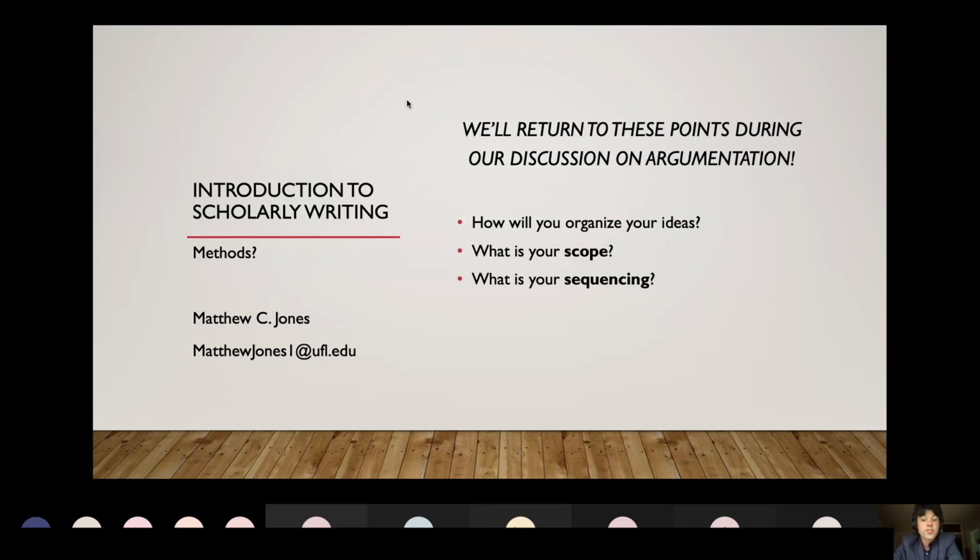And what is your sequencing? Why do you put things in the order that you do? There needs to be a rationale for that. So what's behind it? Why do you lead with one thing before going to the next, and how do you connect them? We'll talk about that, but these are the methods that you want to think about.